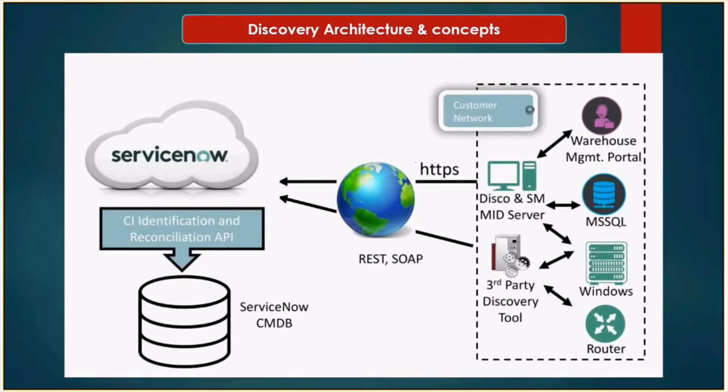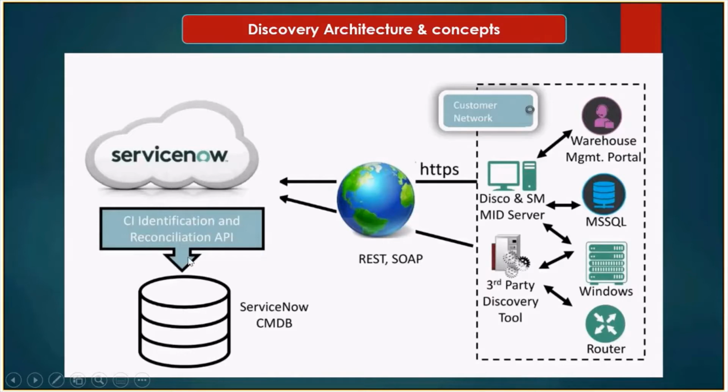You see a typical high-level diagram out here. On the right side you have the customer network where they have all of their CIs, their Windows servers, network devices, routers, switches, everything, storage, all those applications. At the left-hand side you see ServiceNow and ServiceNow CMDB, which is hosted on ServiceNow Cloud.